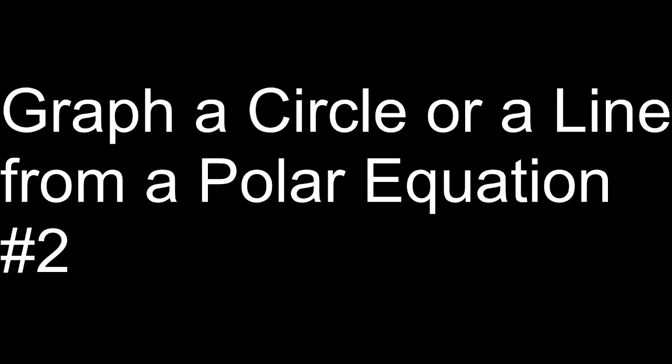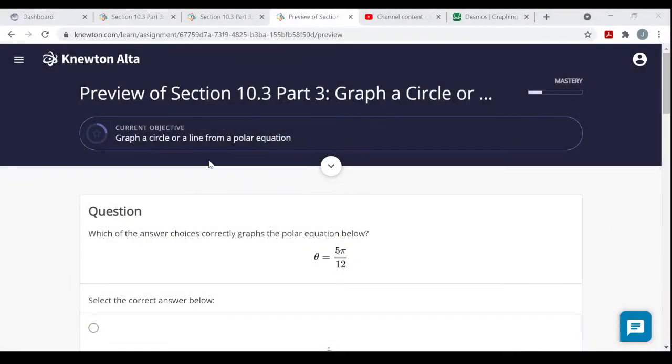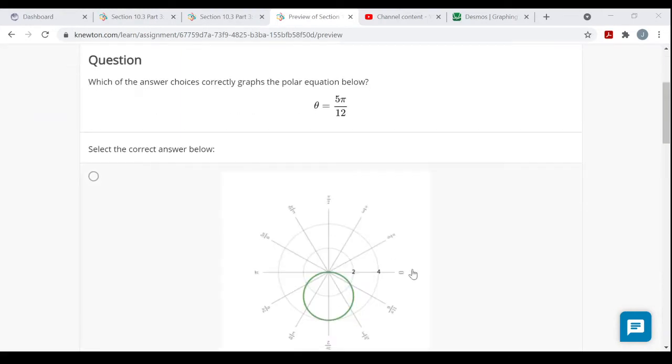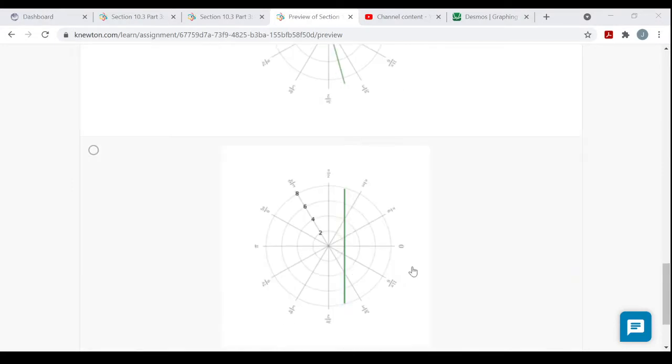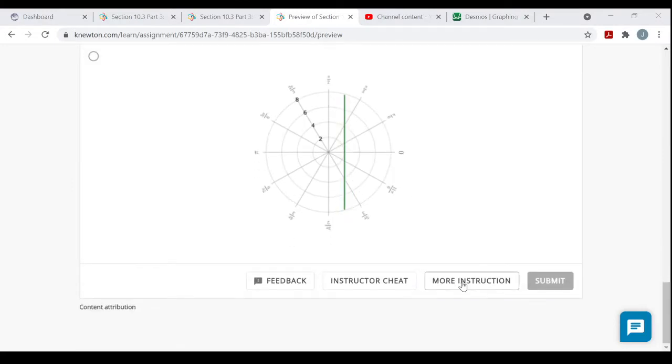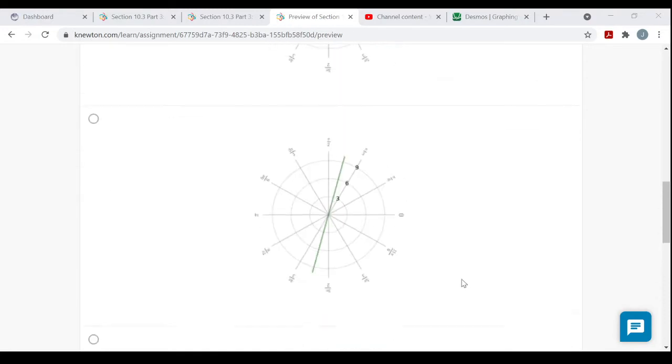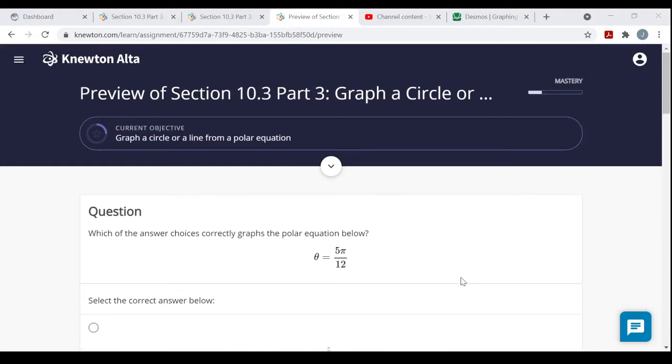So let's take a look at a much simpler one. This one will actually tie into the name of the objective: graph a circle or a line from a polar equation. If you want to see more about the objective, click on More Instruction and look at their videos, notes, and examples. Here we're given the equation theta equals 5 pi over 12.